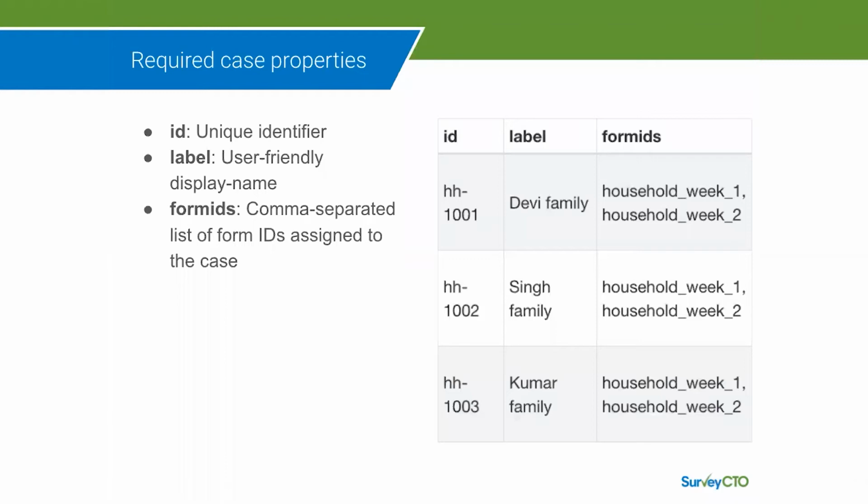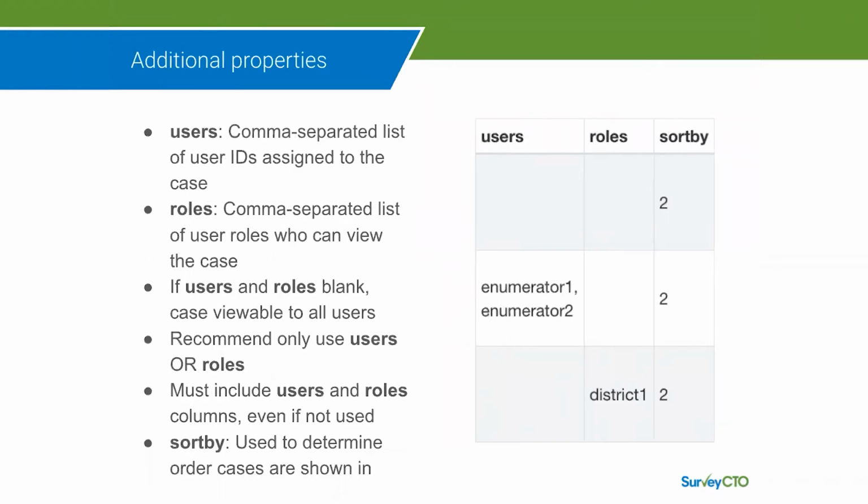Finally, each case needs to have form IDs. This will be a comma-separated list of the form IDs of each form assigned to the case. As long as those forms are installed on the device, the enumerator will be able to open those forms from the case. There are three additional properties. These properties can be blank, but they can also really help your case management workflow.